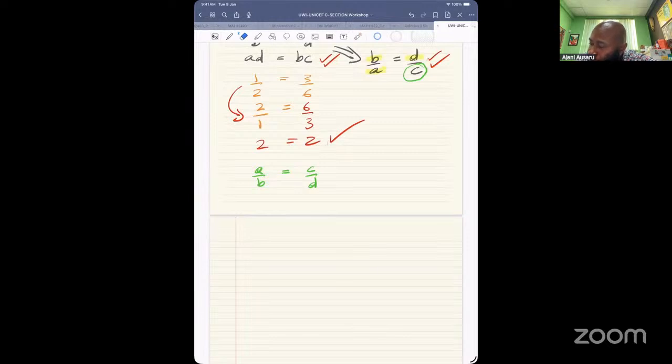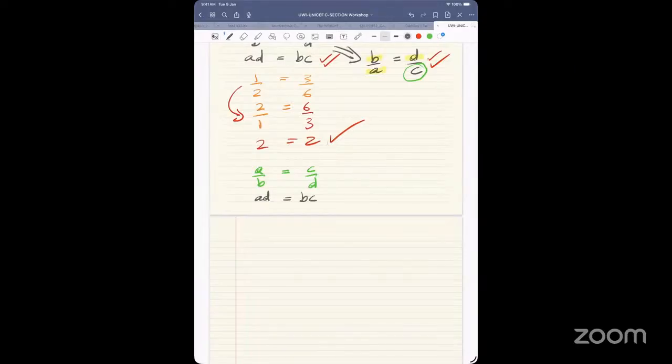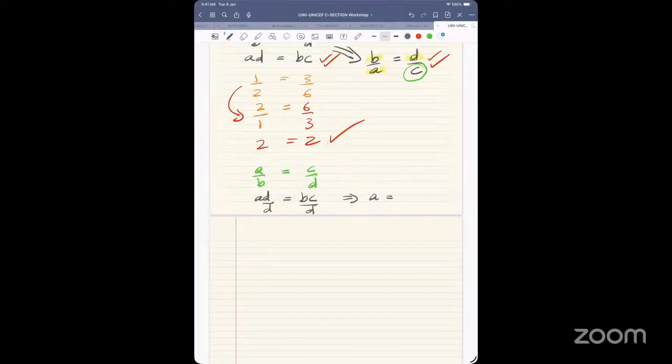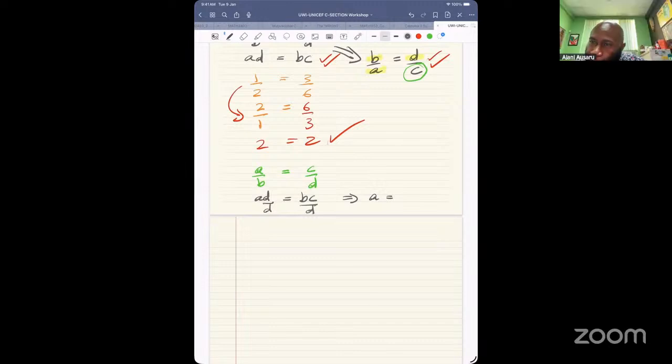So let us cross multiply. When I cross multiply here, what do I get? I get A times D. Stay with me now. A times D is equal to B times C, correct? Remember, I want to make A the subject of the formula. So A is equal to what? I want to leave A alone on one side, so I'm going to divide both sides by D, because I have to keep the equation balanced, correct?